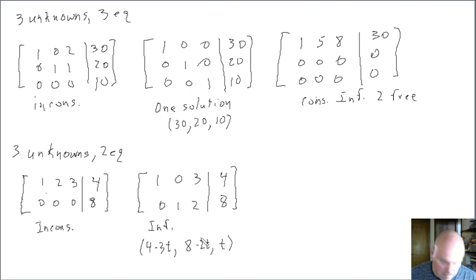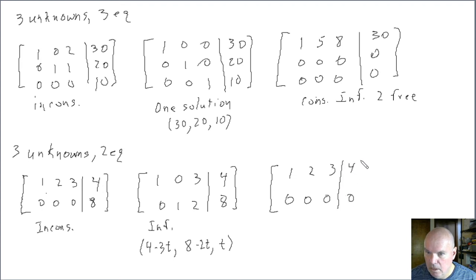And so the solutions would all be of this form. Okay, and then the other possibility might be something like this: 1, 2, 3, 4, 0, 0, 0, 0. It's still consistent. Here I have two free variables, infinite with two free variables.